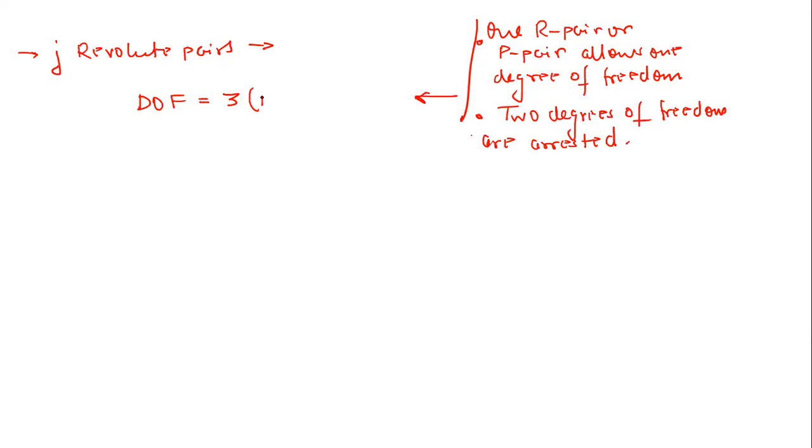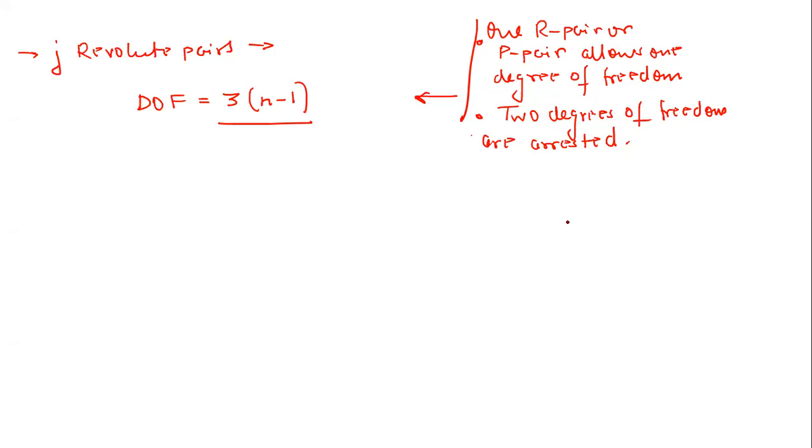it should be equal to 3n minus 1, right? So this was the situation when all the links were free to move in the xy plane, right? But now what we did, we started connecting these links by simple hinges, or let's say a revolute or prismatic pair, and we know that a revolute pair or a prismatic pair allows only 1 degree of freedom.